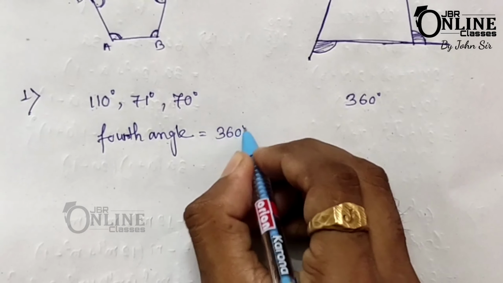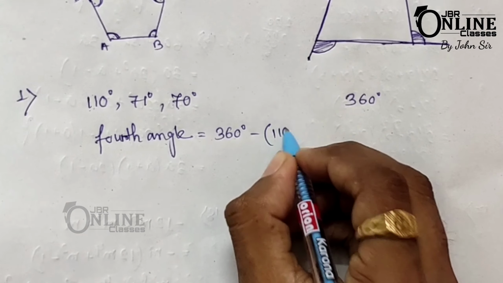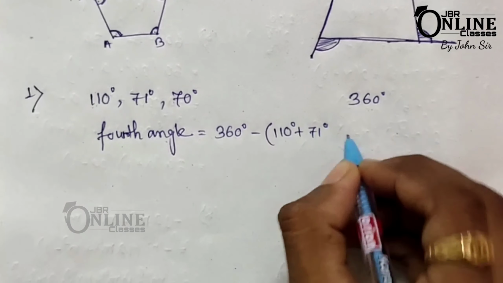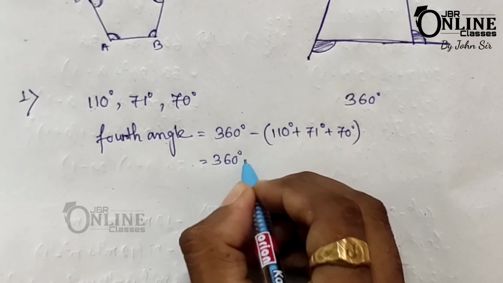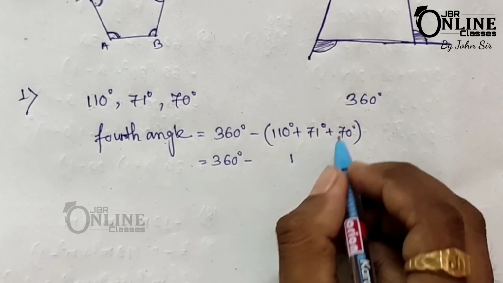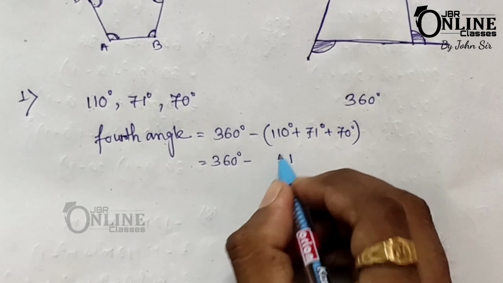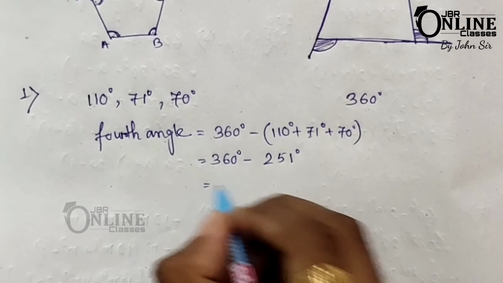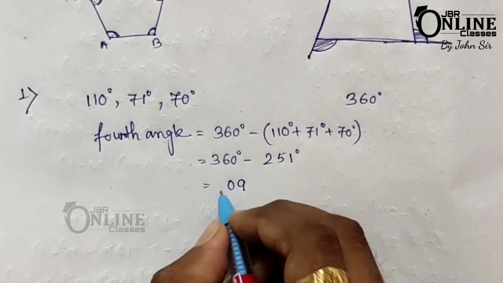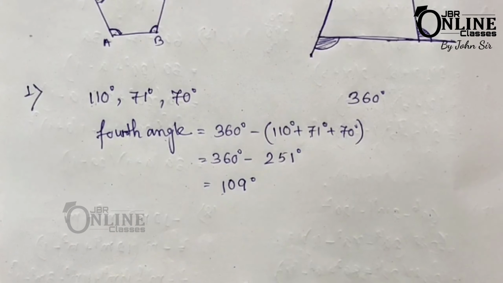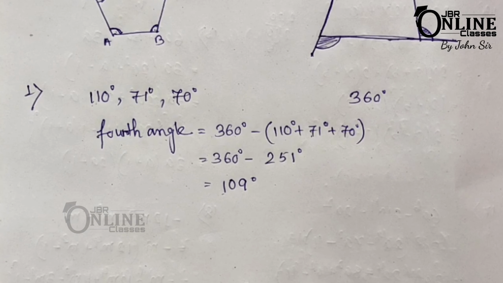So 360 degrees minus (110 plus 71 plus 70) degrees. That equals 360 minus 251, so 109 degrees is the fourth angle.